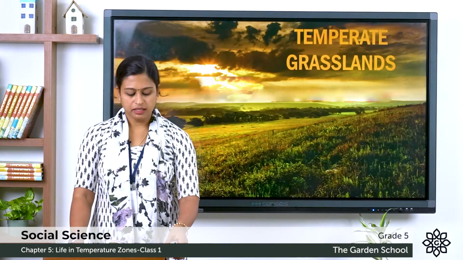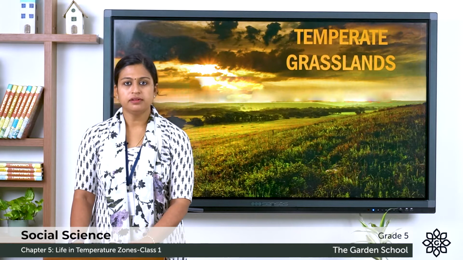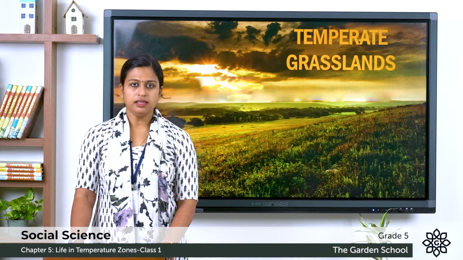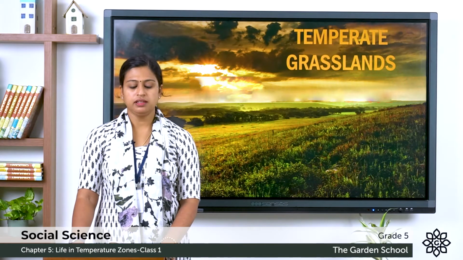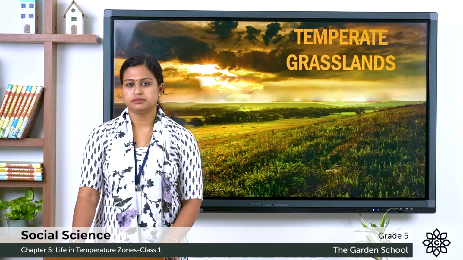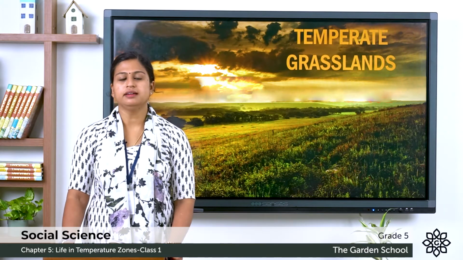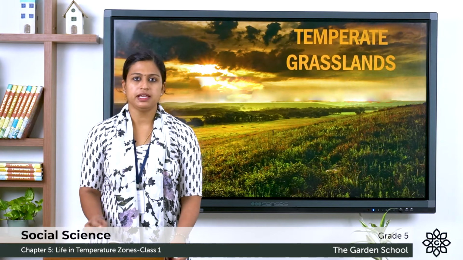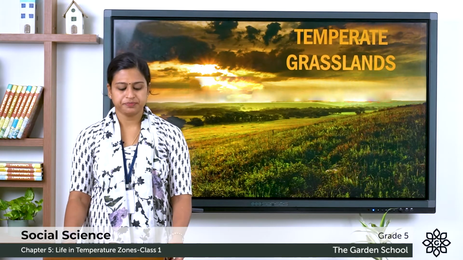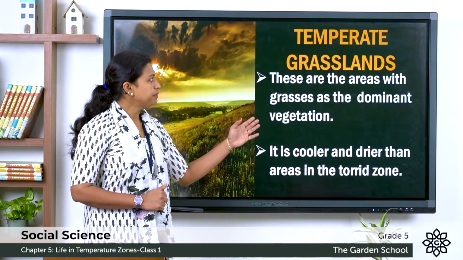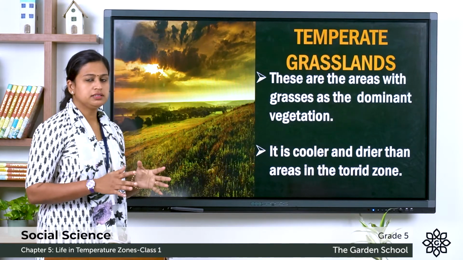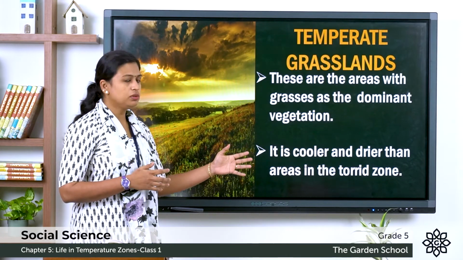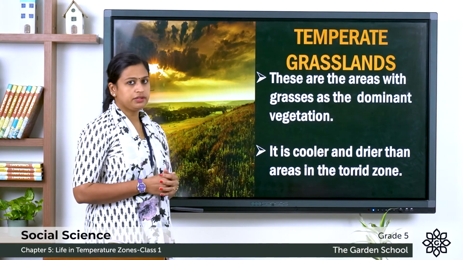On page number 36, you have a think it over question, and the question is, why is the Amazon rainforest called the lungs of the earth? Now, you have to find out the answer and write it in your notebook. You have to write the proper date with the name of the chapter. We will learn about temperate grasslands. So, these areas are always covered with grasses and it is cooler and drier than the torrid zone.